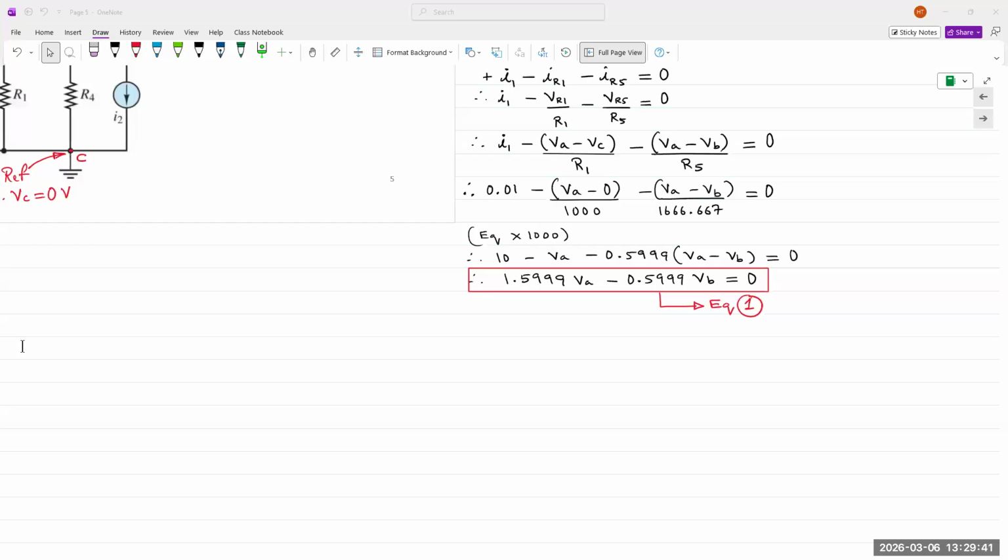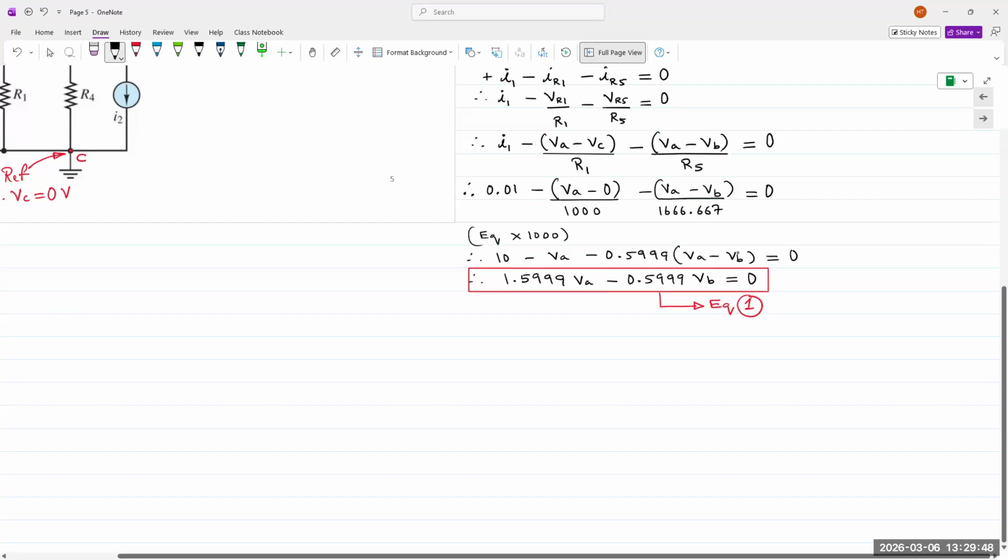There are two, which two terms? Oh, yeah, that's true. It's 10. Thank you. Right?